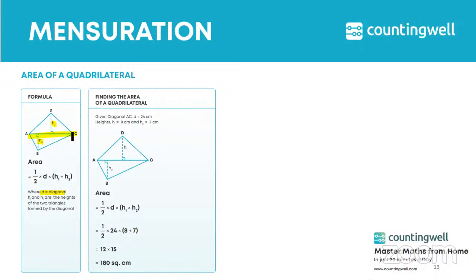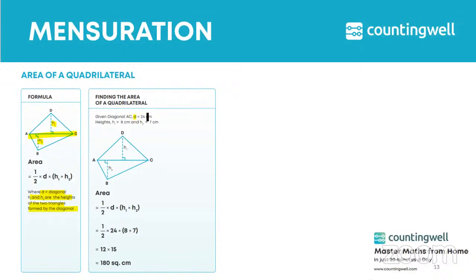Note that a diagonal is formed by joining the non-consecutive vertices, where h1 and h2 are the heights of the two triangles formed by the diagonal. Here you can observe ADC and BCA or ABC are the two triangles formed by the diagonal AC of quadrilateral ABCD.